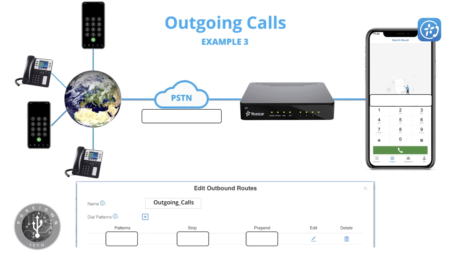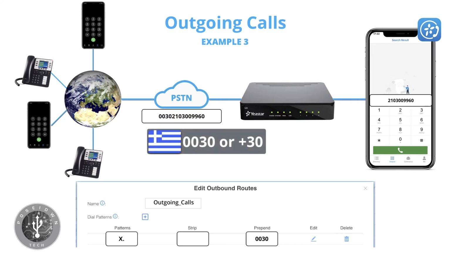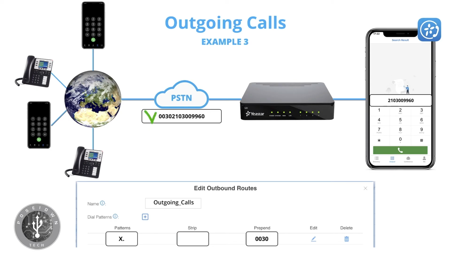For the third example, let's suppose that we want to restrict users from making international calls. So, I will leave pattern as x dot in order to call any number like the first example. And as prepend, I will use W030, which is the country code for Greece. So, when the user dials a phone number, the country code will be prepended to the phone number before the call is placed. Since this phone number is Greek, the prefix 0030, which is the country code for Greece, makes the phone number valid.